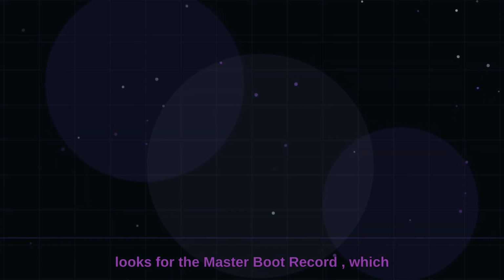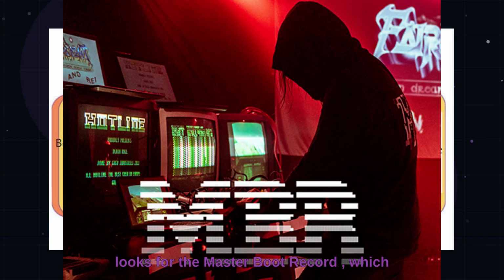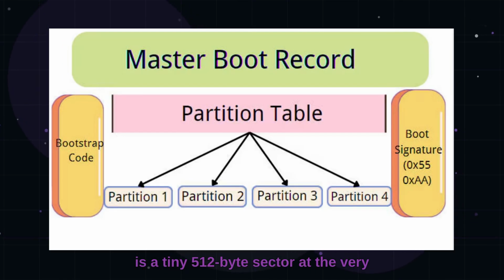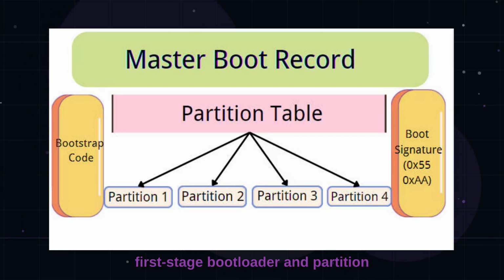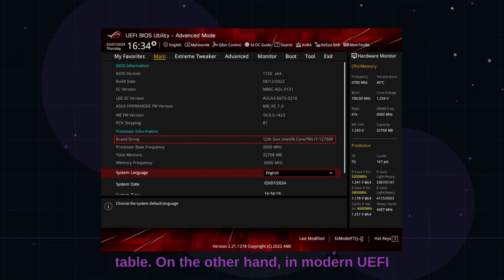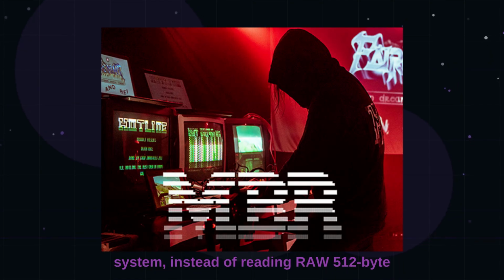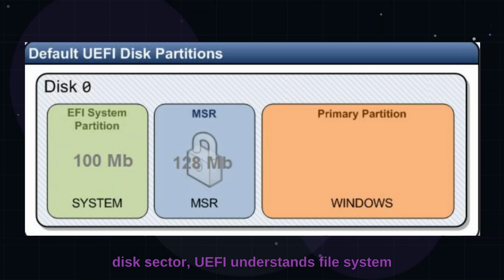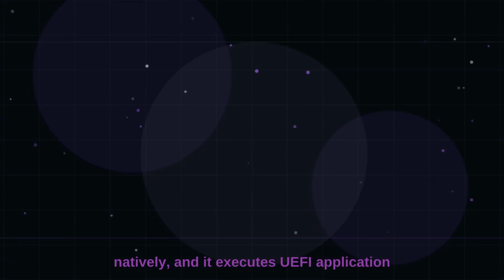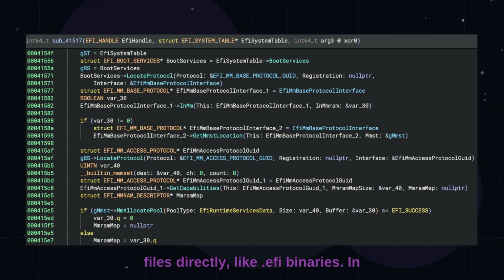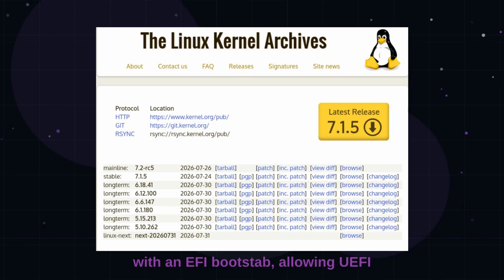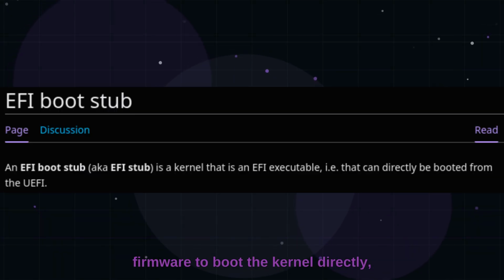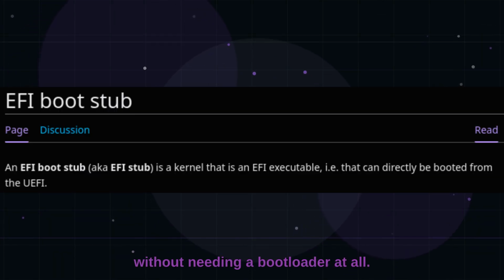On a hard disk, it looks for the master boot record, MBR, which is a tiny 512-byte sector at the very beginning of the drive, containing the first stage bootloader and partition table. On the other hand, in modern UEFI systems, instead of reading a raw 512-byte disk sector, UEFI understands file systems natively, and it executes UEFI application files directly, like .EFI binaries. In fact, the Linux kernel can even be built with an EFI boot stub, allowing UEFI firmware to boot the kernel directly without needing a bootloader at all.